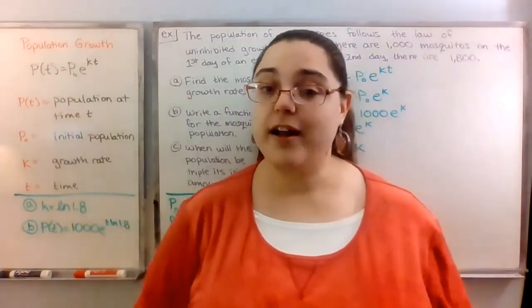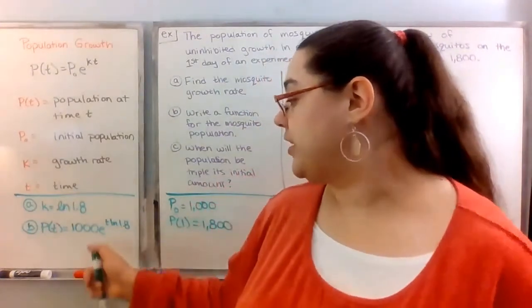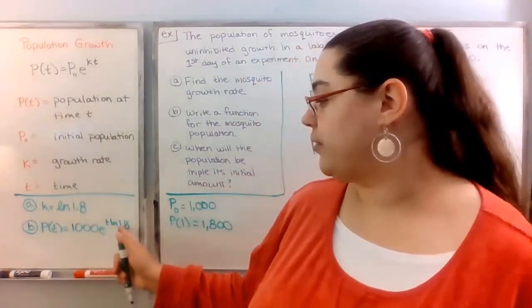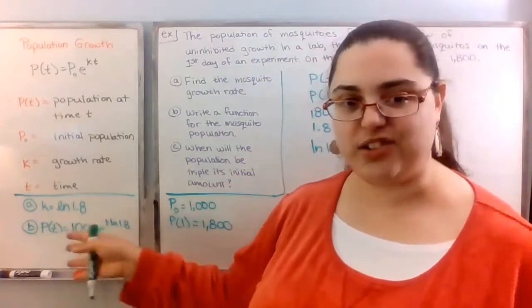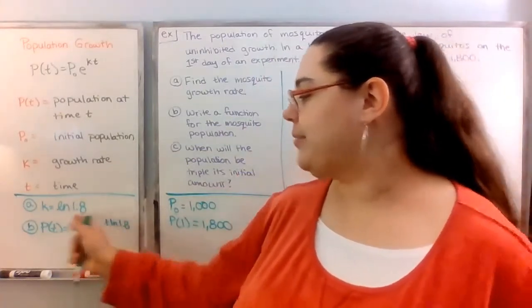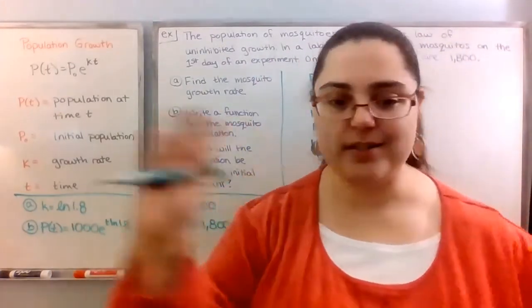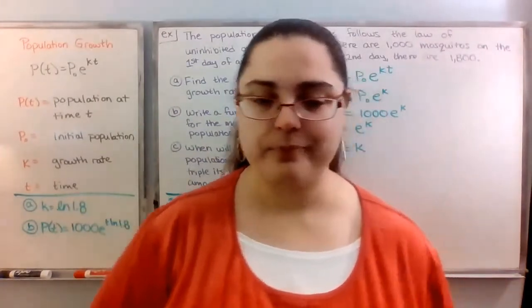Now you can simplify this if you wish. In particular, we have e to the natural log of 1.8, so that's going to cancel each other out. But I'm just going to leave it like that for now, and I'll simplify it later if I need to.